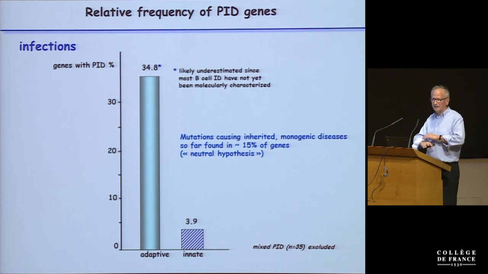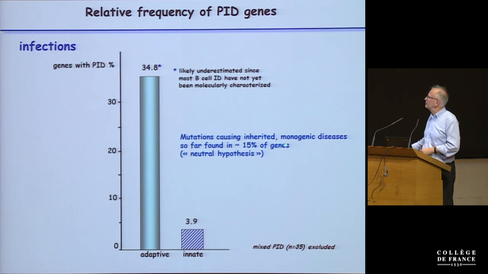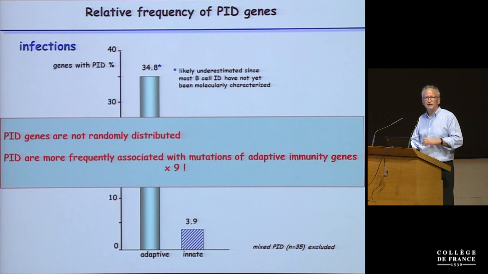Interestingly enough, you take all of the genes of the genome, and we look at what is the frequency of genes that have been associated with inherited diseases, it is 15%. So here we are much higher, and here much lower. And the obvious observation here is to say that the distribution of mutations in primary immunodeficiency genes is not randomly distributed. So the immune system in terms of genetics is not equal.